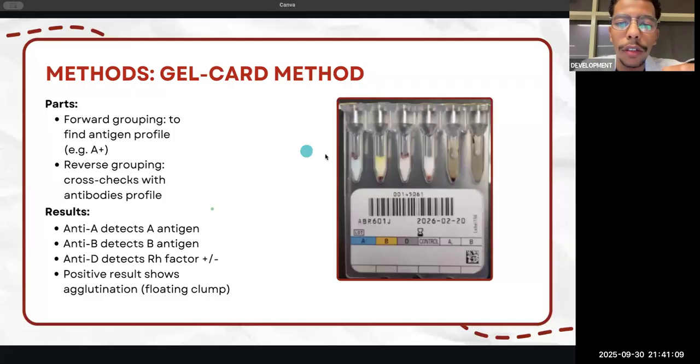Antigens are in the blood. Like here in the blood, we have the antigens. Antibodies are in the serum itself. That's why it clumps up. They react together and they make the clump. Do you get that part?